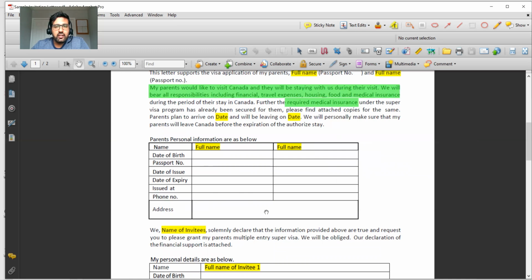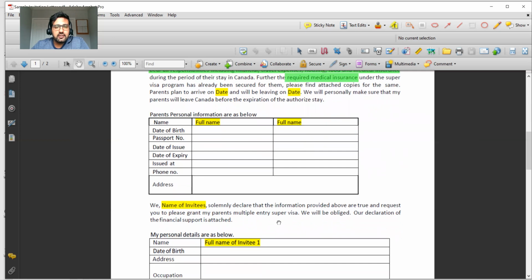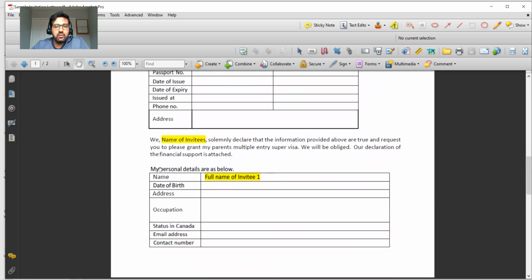Here I have included my parents' personal information, applicant one, that is my father, my mother, passport details, and address. I have included my personal details over here. The main reason is to specify what your status in Canada is. Super visa is applicable for parents of permanent residents or citizens of Canada, so you need to provide proof that you are a permanent resident or citizen of Canada.